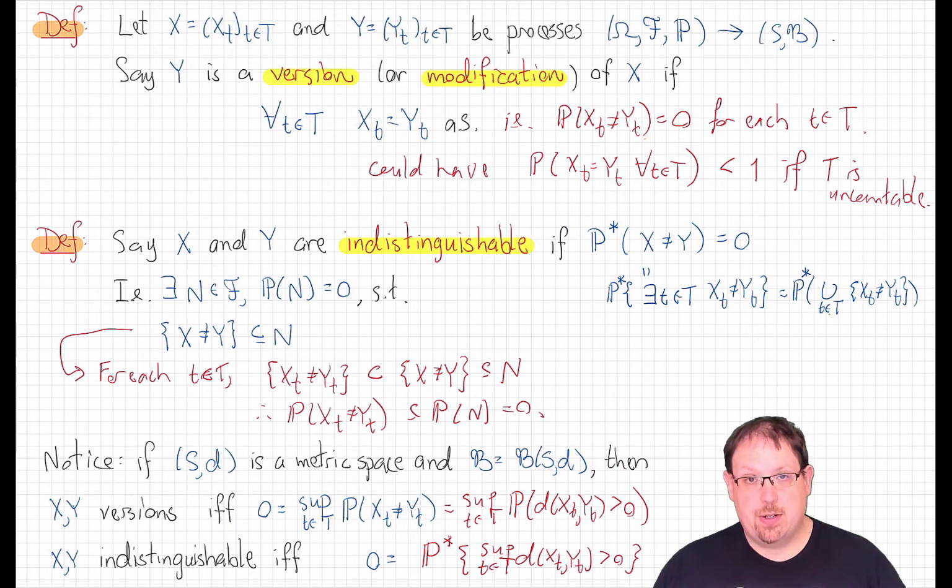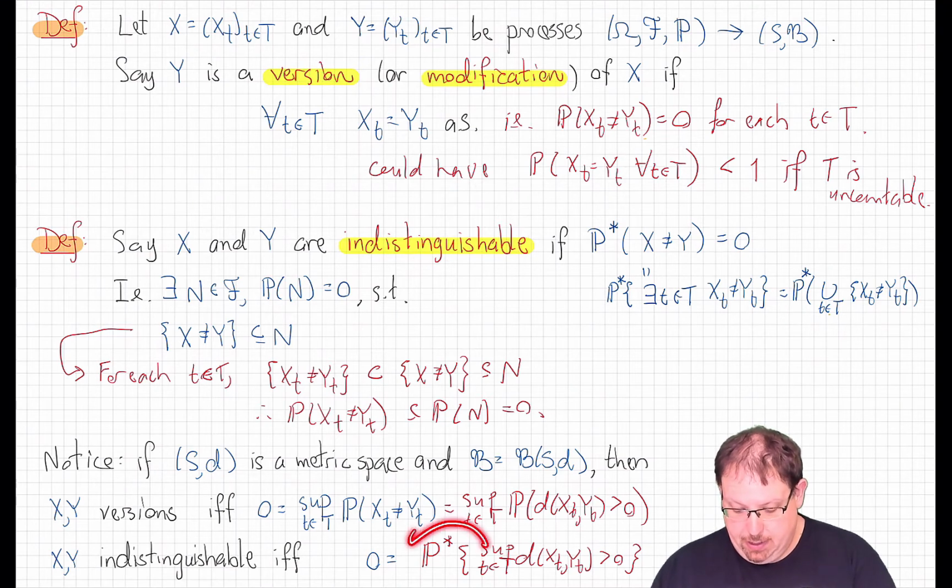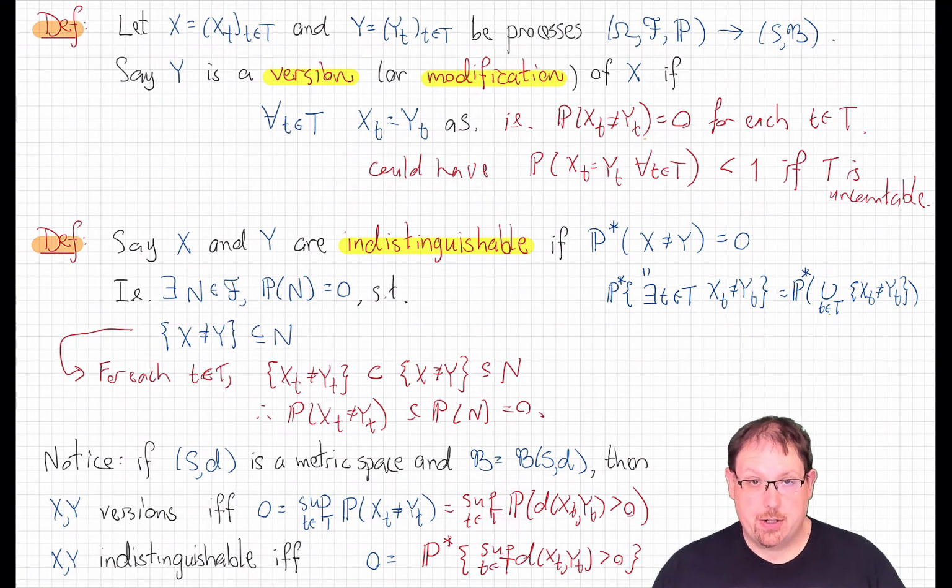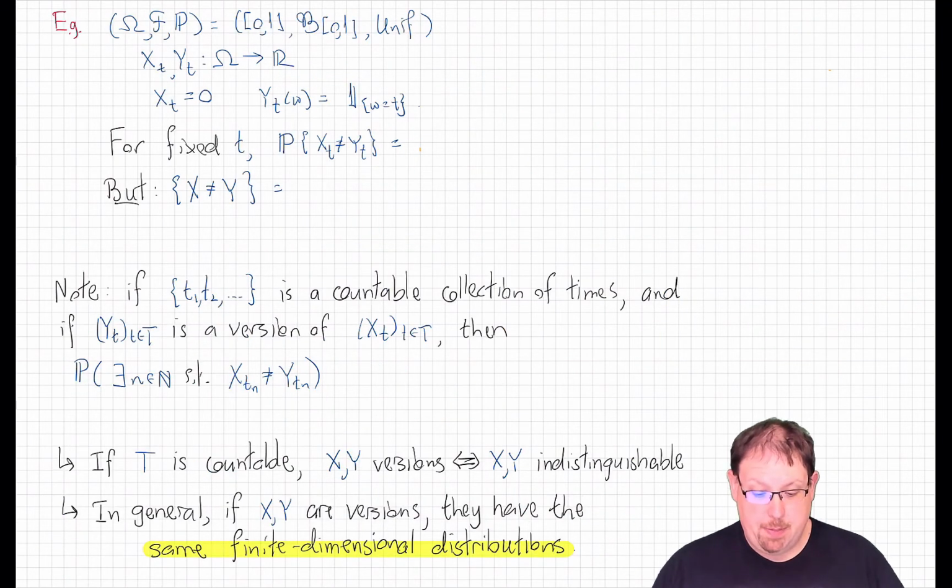So the difference between indistinguishability and being versions of each other is whether this supremum is on the inside or the outside of the probability measure or outer measure. Now, again, to drive home the point that these really are different notions, let's look at a particular simple example that shows how different they can be.